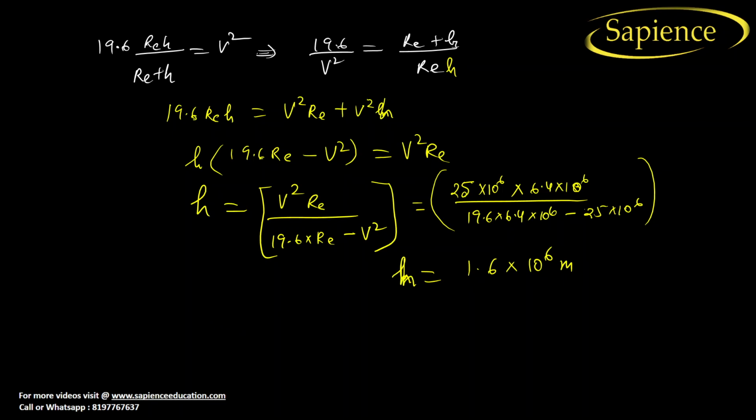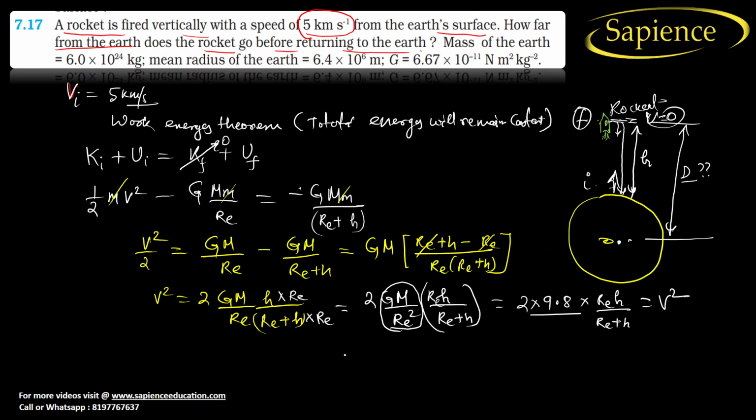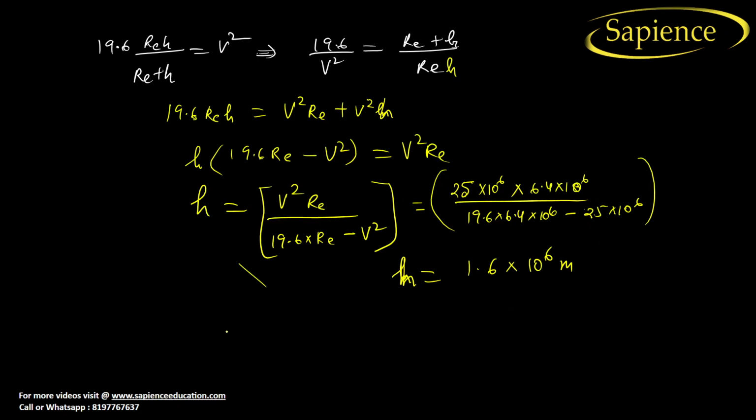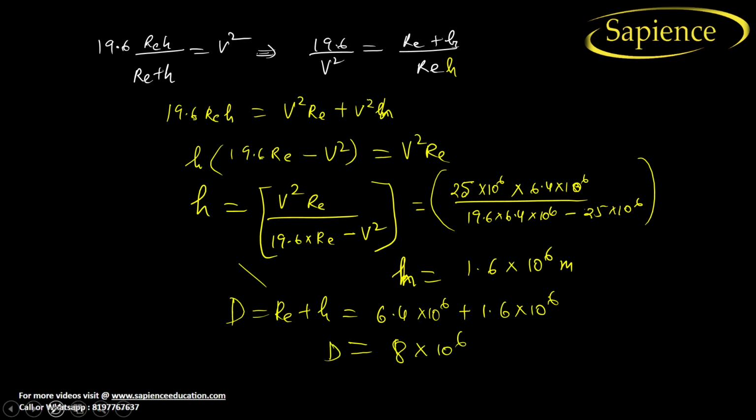But we want the total distance from the center, that is d. So d is equal to R_e plus h. R_e is the radius of the earth, 6.4 into 10 to the power 6, plus 1.6 into 10 to the power 6. Finally, 10 to the power 6 is common, so we get 8 into 10 to the power 6. So the distance from the center of the earth is d equal to 8 into 10 to the power 6 meter. This is the final answer for this question. I hope you have understood now.